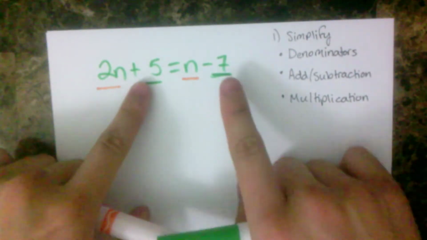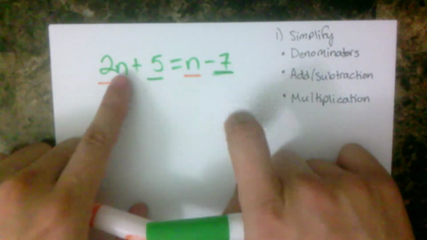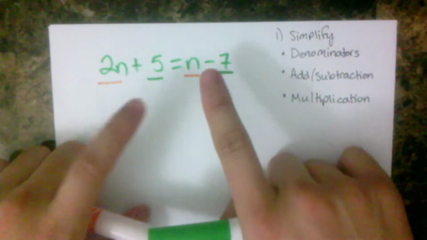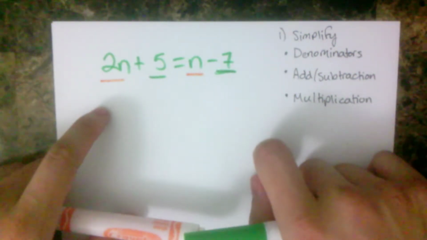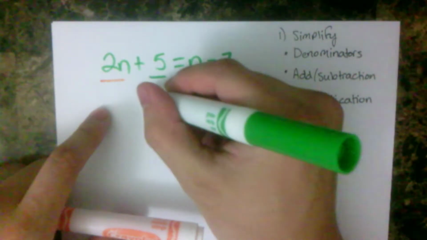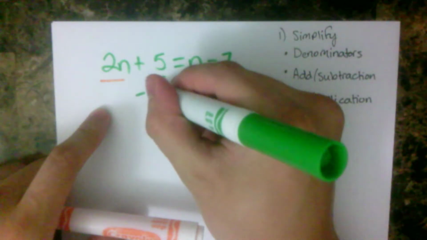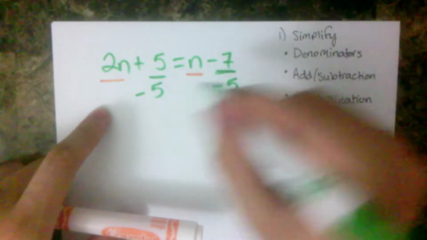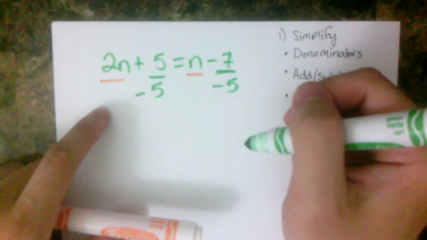So I have a plus 5 or a minus 7. I could either move the minus 7 to the left or the plus 5 to the right. It does not matter which way. That's completely up to you. I'm going to go ahead and subtract this 5. So I'll subtract 5 from both sides. Remember, what I do to one side, I have to do to the other side of the equation.